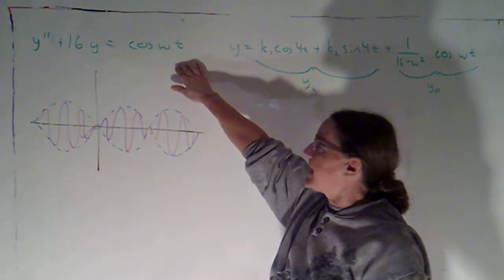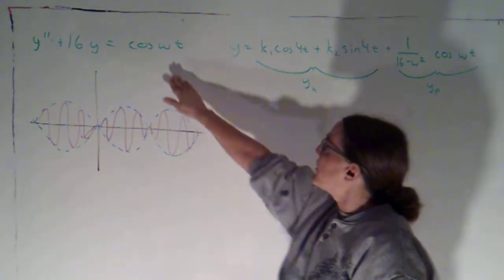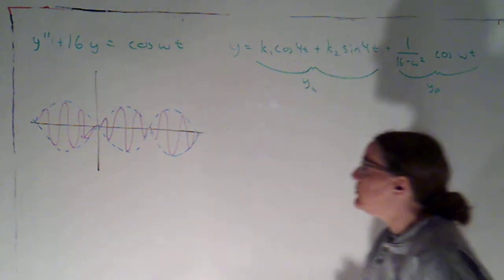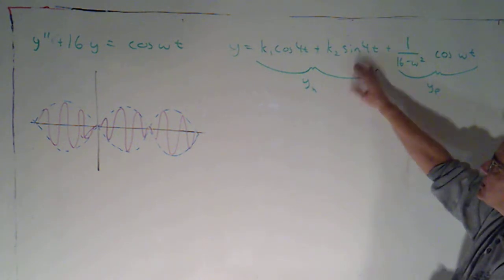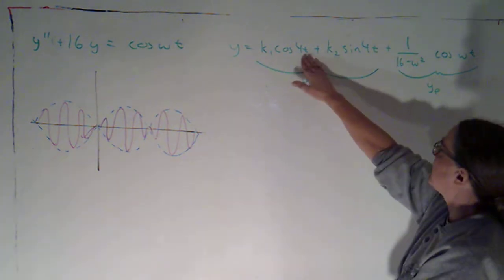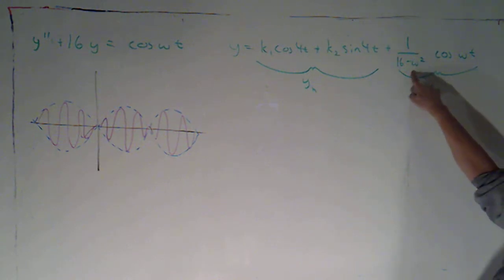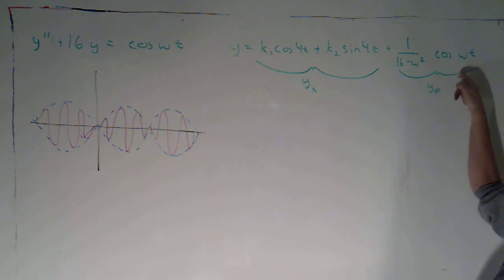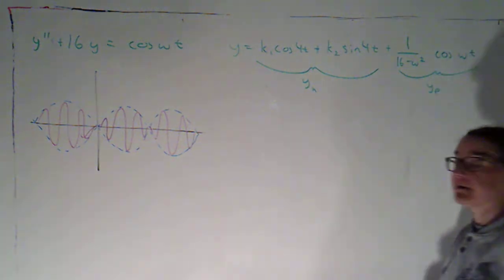Okay, we are looking at this family of second-order differential equations corresponding to a forced harmonic oscillator, where the forcing function is cosine of omega t. Now, in the first video, we were able to solve that. We got that the solution to the associated homogeneous equation was a linear combination of cosine of 4t and sine of 4t. A particular solution was 1 over (16 minus omega squared) times cosine of omega t. So it's not surprising that our particular solution was a multiple of that forcing function.